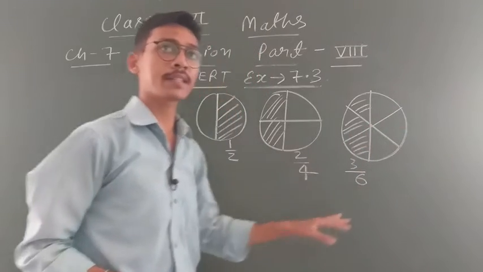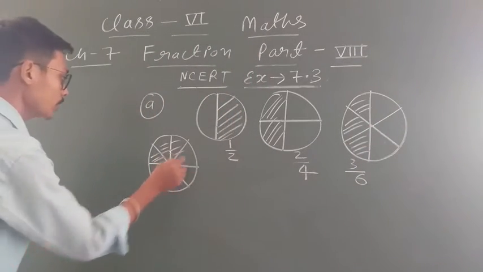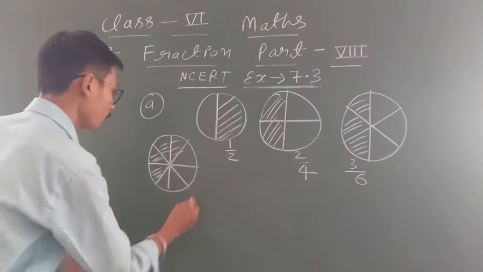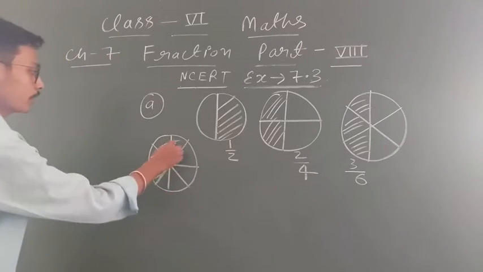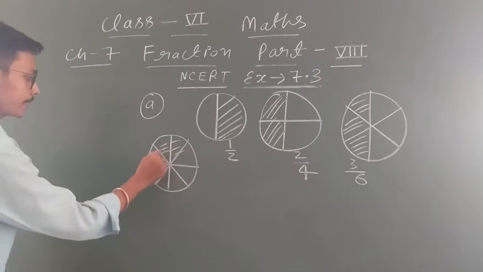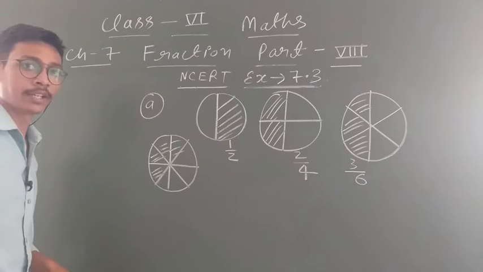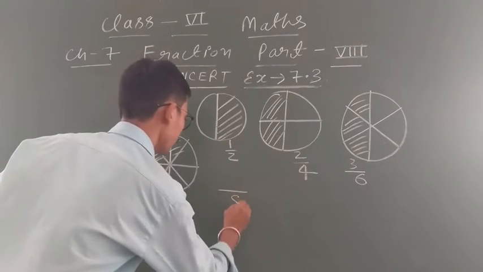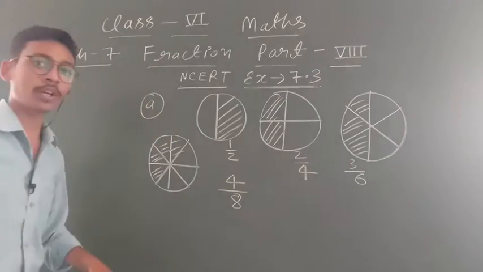How many parts are given? 6 parts. Now for this one, student, 1, 2, 3, 4: 4 parts are shaded, and in total how many parts? 1, 2, 3, 4, 5, 6, 7, 8. A total of 8 parts are given, student. Okay? So you will write 4 upon 8.